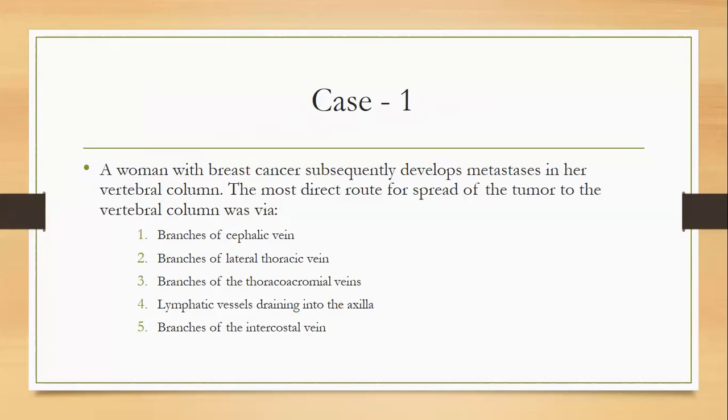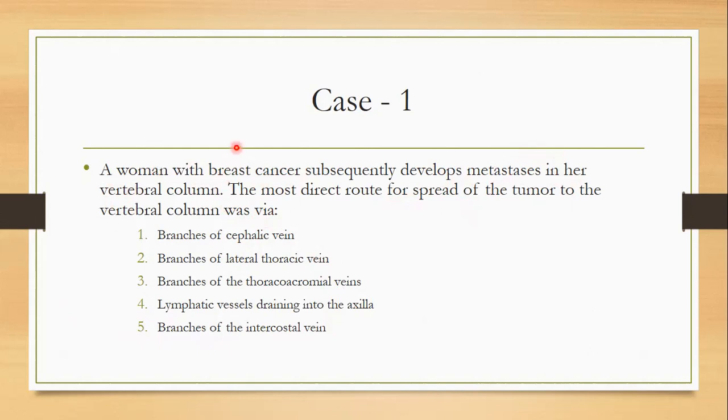So we have 5 options here with us. Branches of cephalic vein, branches of lateral thoracic vein, branches of the thoracoacromial vein, lymphatic vessels, and branches of the intercostal vein. Now let's look at the keywords of the first case. Woman with breast cancer, and the cancer is metastasizing in her vertebral column.